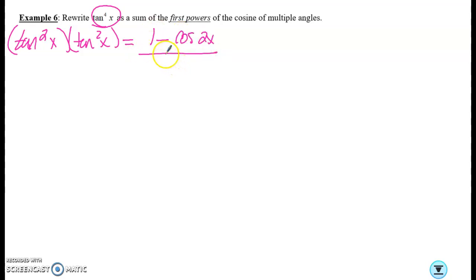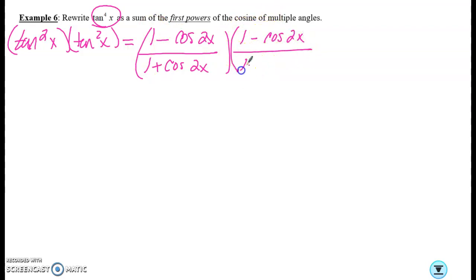Okay, last one. Just like we did with the last one, we're going to do another one, but this time it'll be with tangent. So the tangent of 4x, or tangent to the fourth of x, is the same thing as tangent squared of x times the tangent squared of x. And if I look at those power reducing formulas, I'm going to substitute in here 1 minus the cosine of 2x over 1 plus the cosine of 2x. Again, probably looks familiar because it's from the half angles.